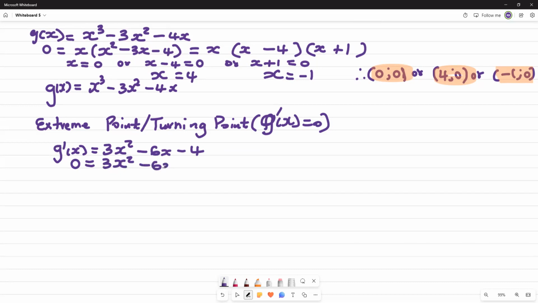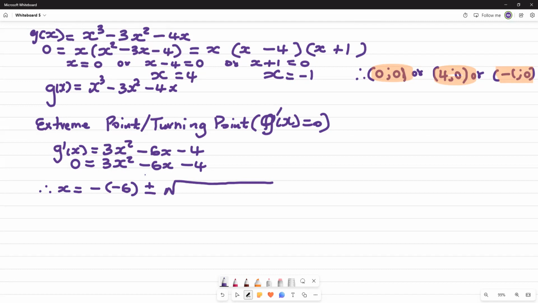Minus 6x minus 4. Right. And then here I'm going to use the quadratic formula. Therefore, x equals negative, my b is negative 6, so negative 6, then plus minus. If you don't know how to use the quadratic formula, please go to the playlist on algebra and check a video on quadratics.